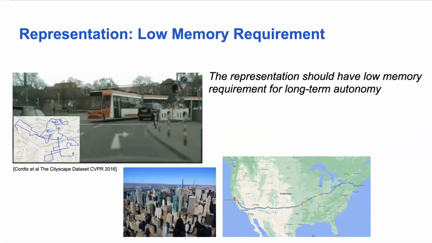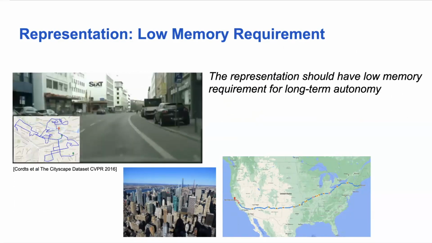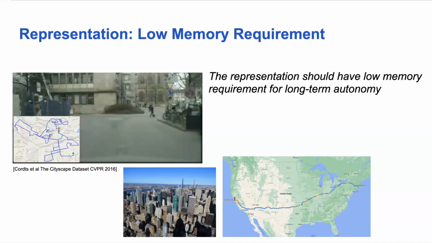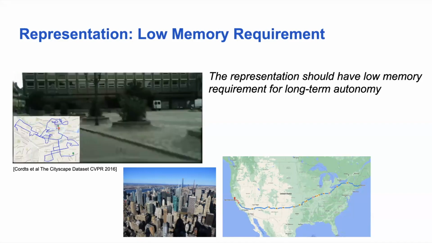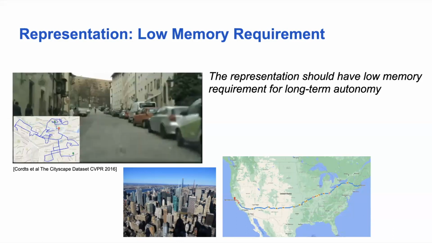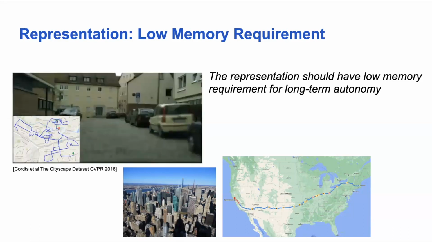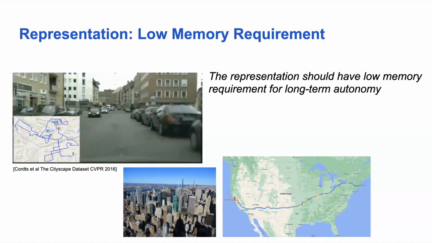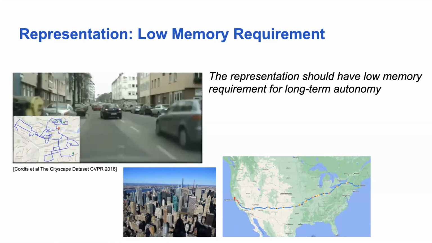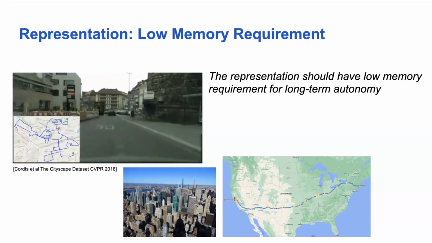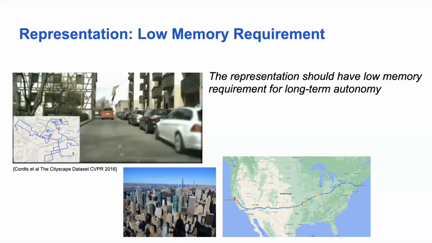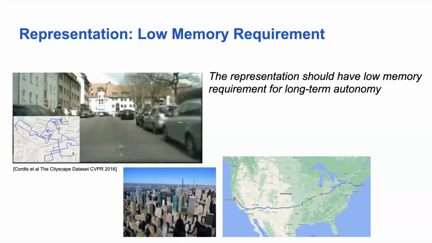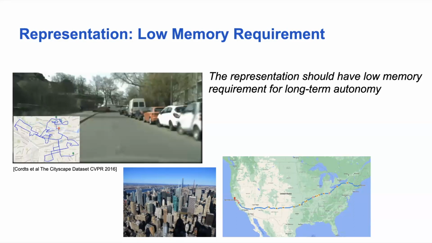The fifth and the final requirement that I'll say is a low memory requirement. So why should we have a low memory requirement? Ideally, we want our robots to travel in a large city, or maybe even crisscross a large country without you having to manually fix it. So you need a low memory requirement for long-term autonomy. So that's the fifth requirement.